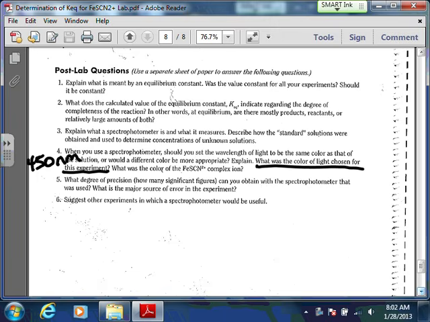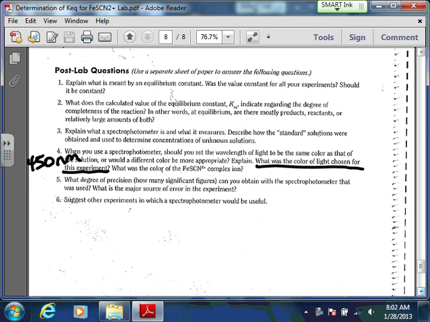Number 5, what degree of precision can you obtain with the spectrophotometer that was used? What is the major source of error in the experiment? I kind of led you in that question. Just think about how concentrated our solutions were, and think how precise we can be with our measurements. That might actually be a useful discussion of significant figures and how they can sometimes limit the precision you can have in the lab.